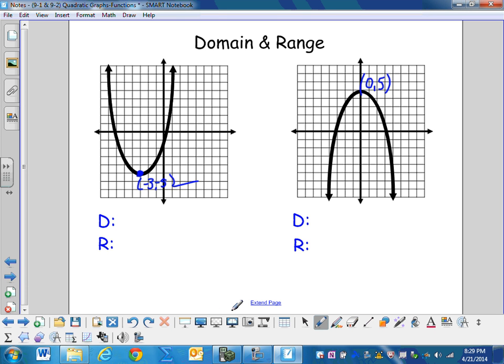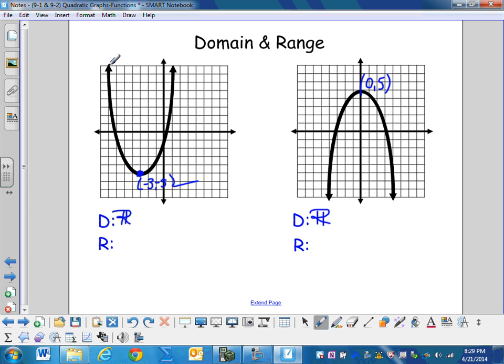When we graph parabolas, we can also describe their domain and range. So the domain is the x values. What are the possible x values? Well, in this case, this can extend all the way to the left, negative infinity, all the way to the right, infinity. So it's all real numbers. And that's true for the second graph. The domains in both cases are all real numbers.